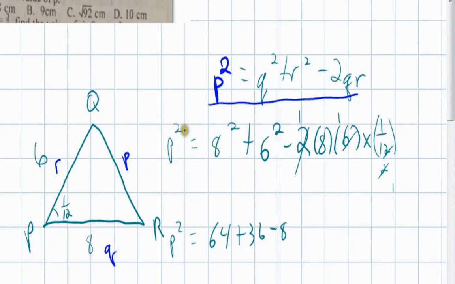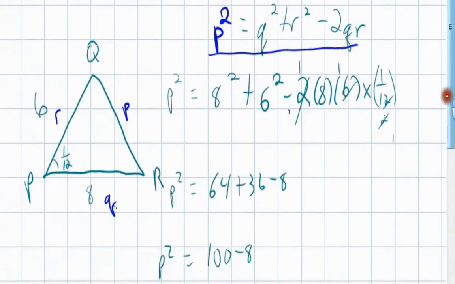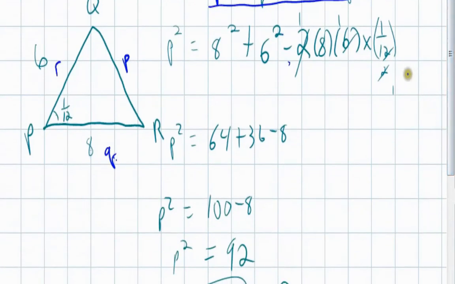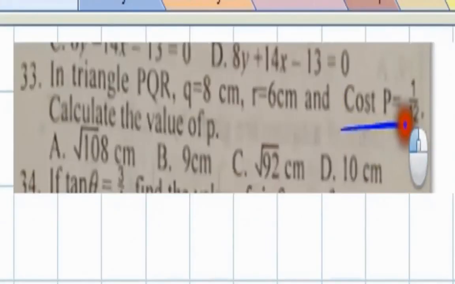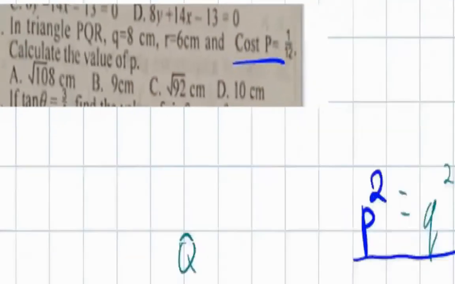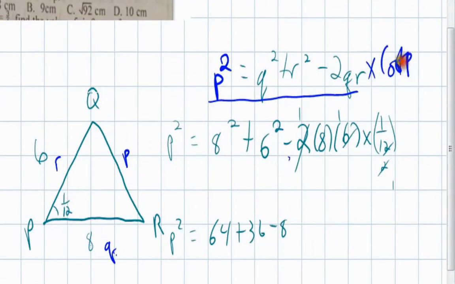So essentially, if I want to know the length of p squared, I have to plug in these other values. So p squared is going to be equal to 8 squared, because that's what q is over here, plus 6 squared minus 2qr. And so I've done some simplifying. And then you also have to, sorry, I forgot to add, you have to use this part right here. So this cos. Okay.